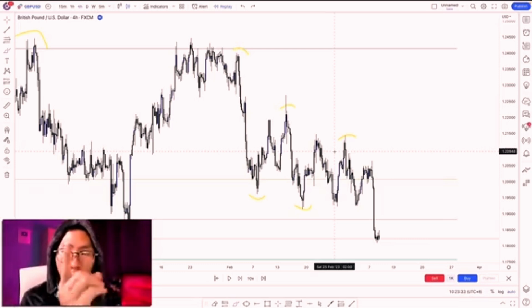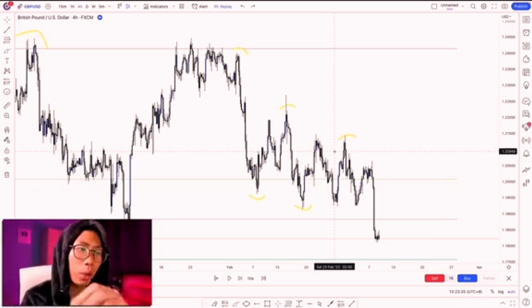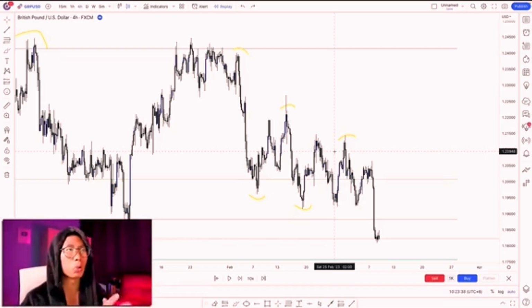Listen very, very carefully. Take that into account. So that is why we always make sure that we use multiple time frames to do our analysis. You can never just choose one perfect time frame and stick to it. You need to use multiple time frames. It all ties in together.